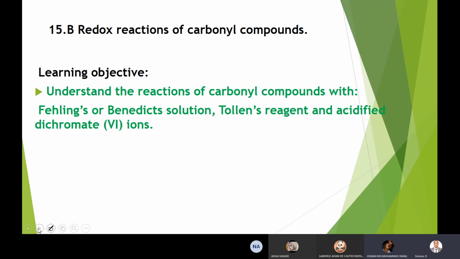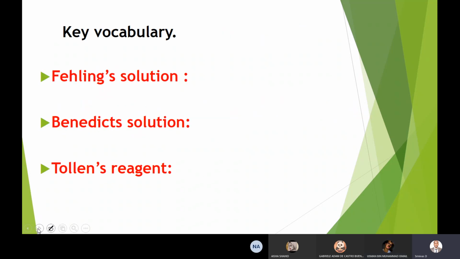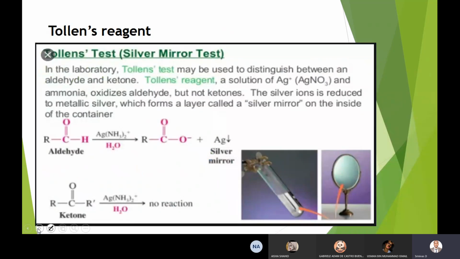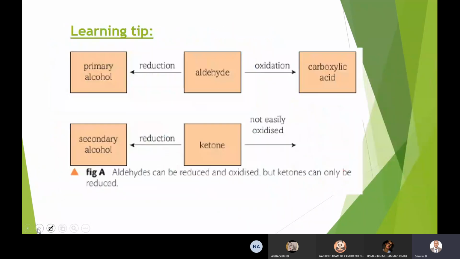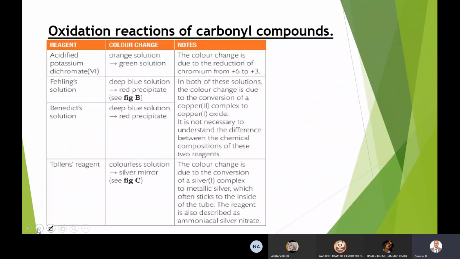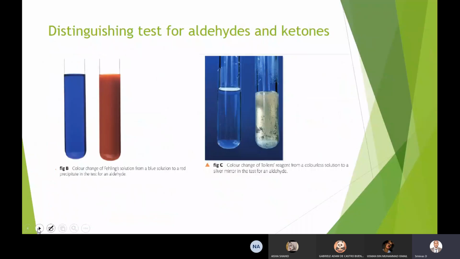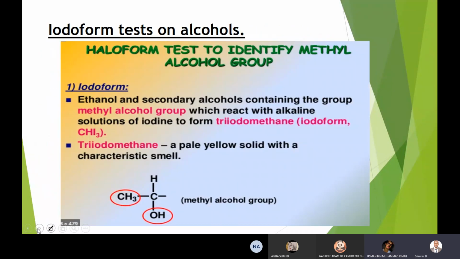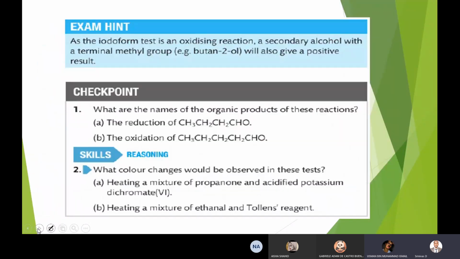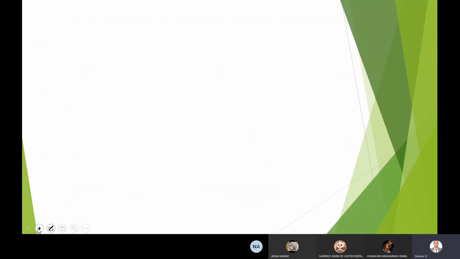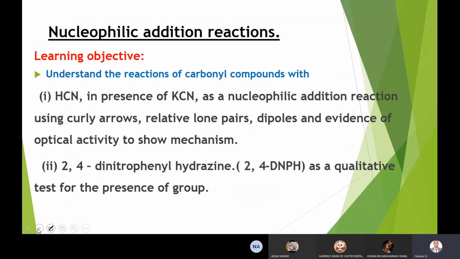I have already taught the redox reactions: Fehling's solution, Benedict's solution, and Tollens' reagent. Let me also introduce all these things done here. The iodoform test I also did. I think this is the last slide. So then the other topic is nucleophilic addition reactions. This is the topic of discussion for today.